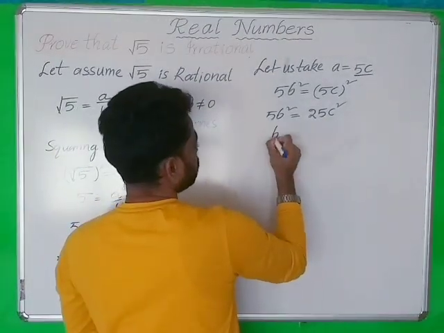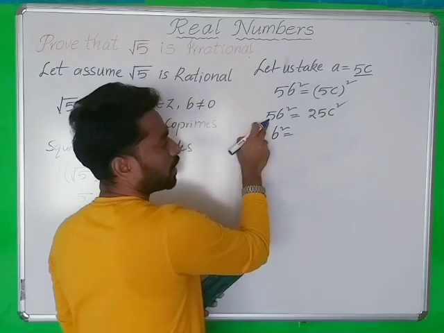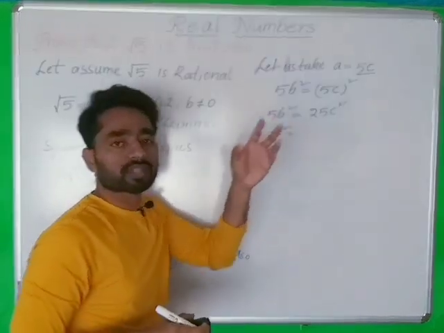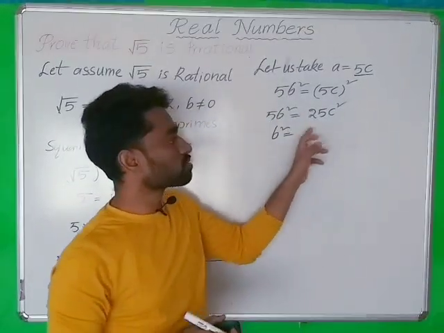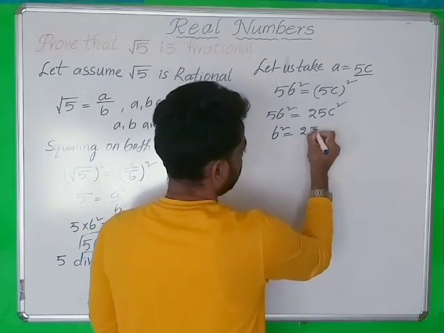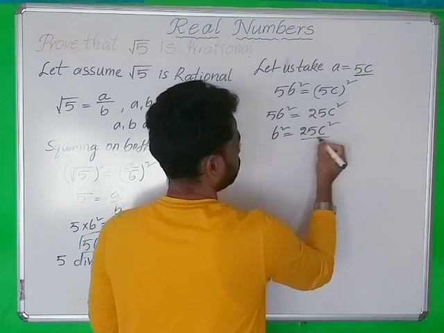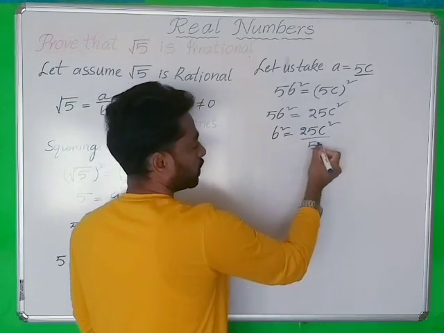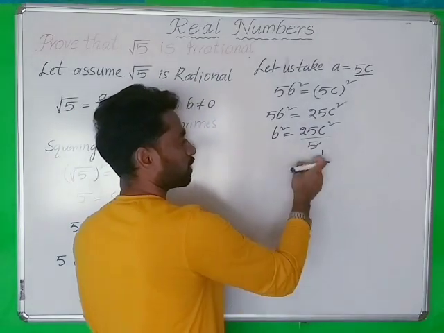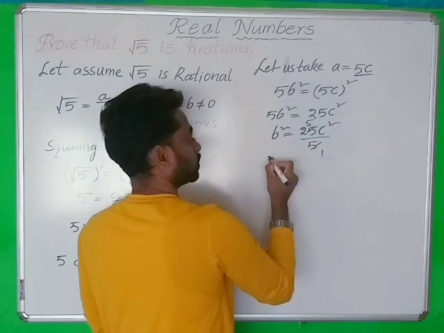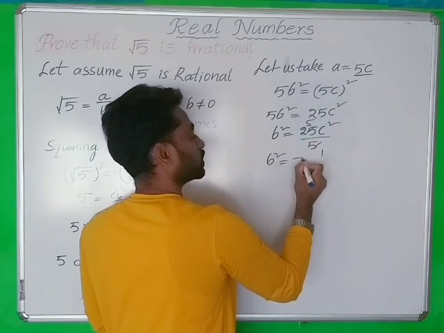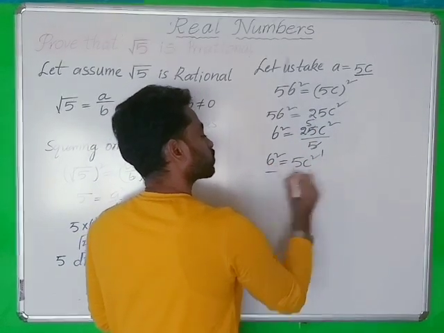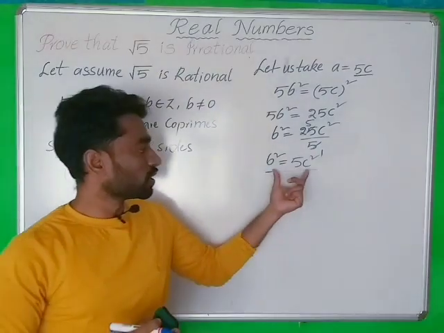Now b square equals, this 5 I am transposing. 5b square means 5 into b square, it goes to division form. So then 25c square by 5. 5 and 25 both are divisible by 5, we can get the cancellation. 5 1s are 5, 5 5s are 25. So b square equals 5c square. So we are getting this equation.